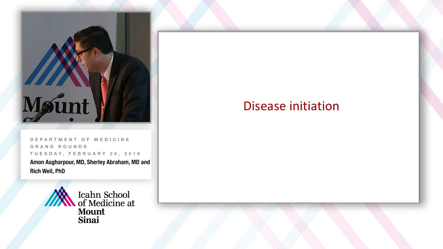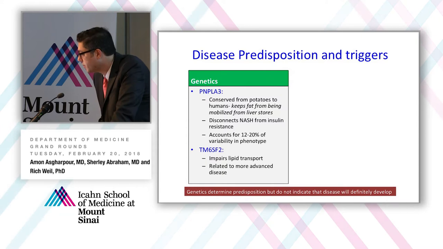So disease initiation. There are some predispositions that can occur. PNPLA3 is a very conserved protein, a triglyceride lipase, and it disconnects insulin resistance from NASH. There's a lot of variability in this phenotype, and it's highest actually in the Hispanic population. Transmembrane 6 superfamily 2 is involved with VLDL transport. So these patients can have trouble getting fat out of the liver in general.